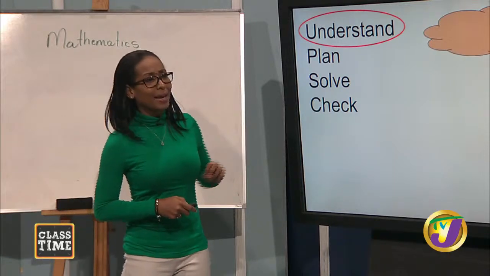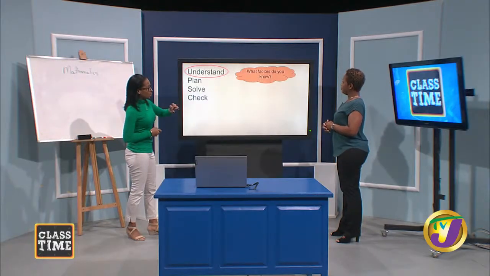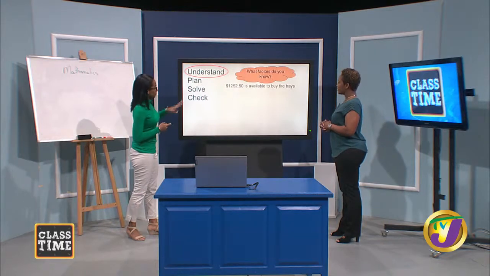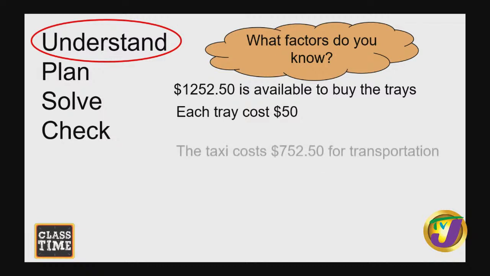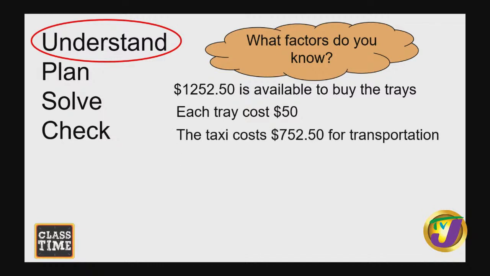All right. So since we would have spoken about Junior with his problem, we're now going to help Junior and take a look at everything. We looked at the factors that he had. We know he had $1,252.50 to buy the trays. Each tray costs $50. He definitely can't take the trays on his back, so he needs a taxi, which costs $752.50. So we have all of these factors from the problem.